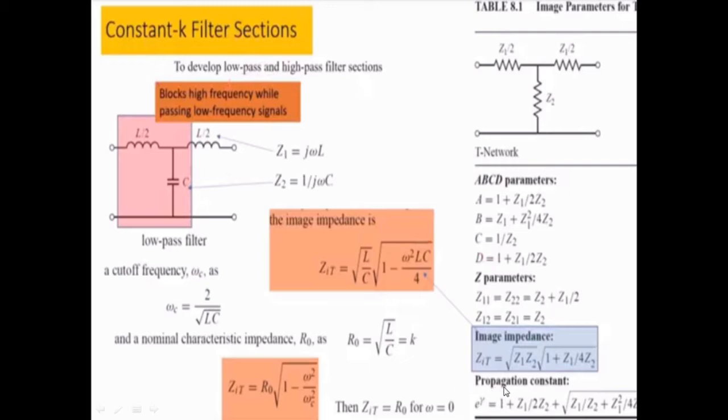And the fifth formula you should remember is the propagation constant. No need to remember the full formula; just remember that the propagation constant is represented by e power gamma. The propagation constant gamma equals alpha plus j beta. Alpha is the attenuation constant, and beta is the phase constant. Like that the formula will come.